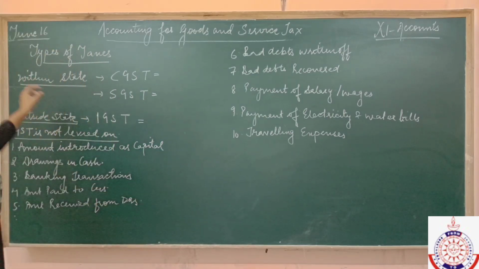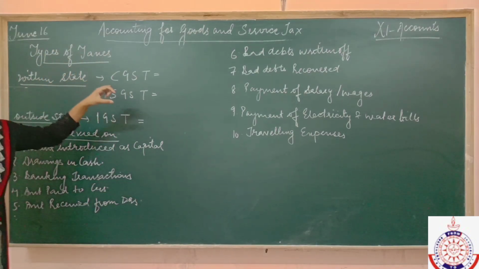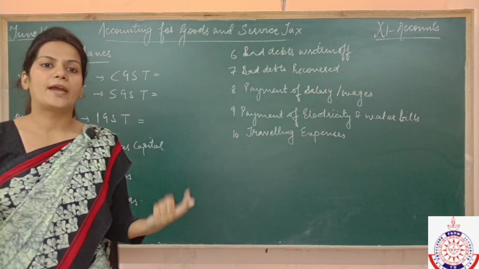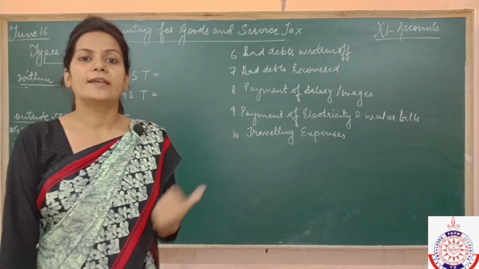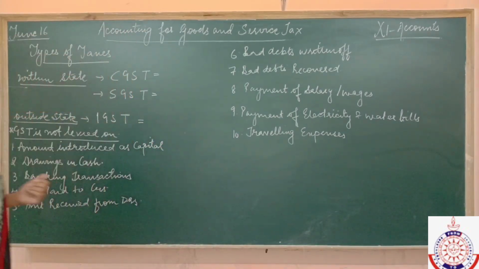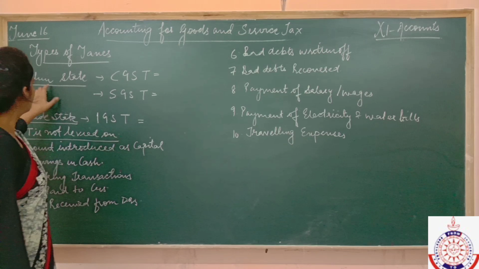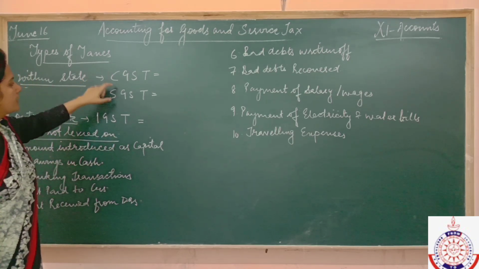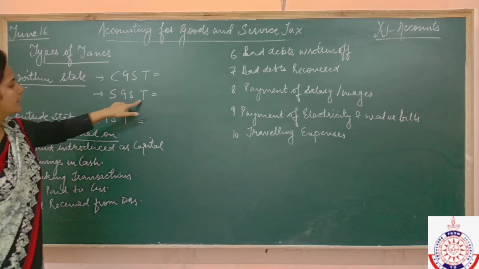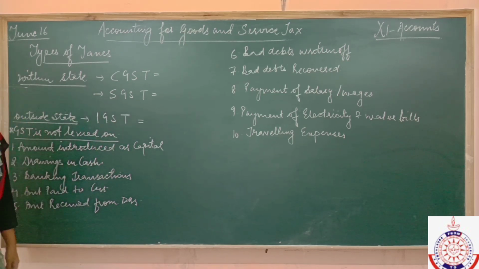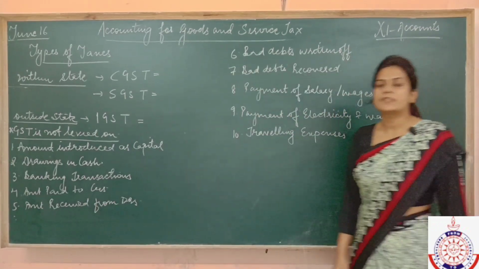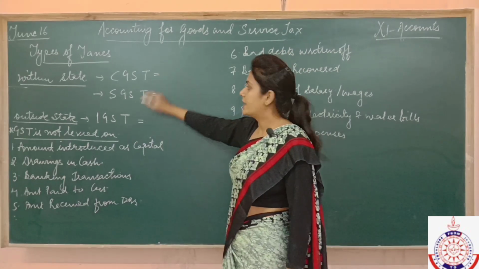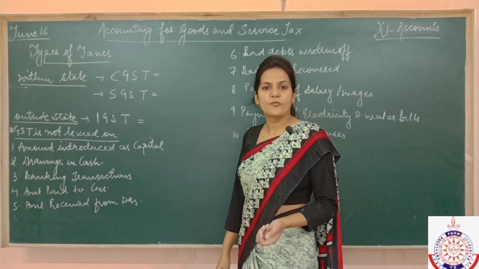See, whenever you are selling goods within the state, that is, if you are living in Haryana, then you are buying and selling goods in Haryana only. Or if you are living in Delhi, then you are buying and selling the goods in Delhi itself. So whenever you are trading within the state, trading means buying and selling, the taxes charged are CGST and SGST. C means Central Goods and Service Tax and S means State Goods and Service Tax.